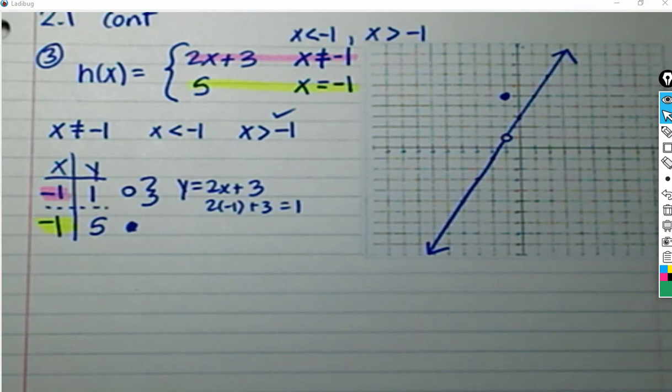Oh, okay, when I plugged in -1, I get -2 plus 3 is 1. So then it's positive. Yes.